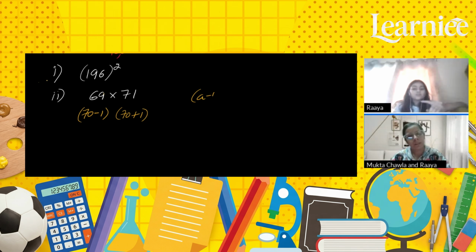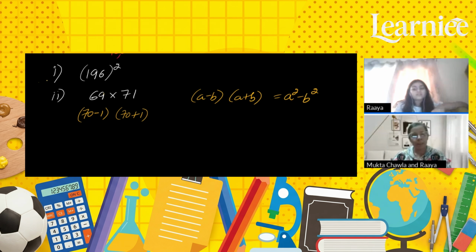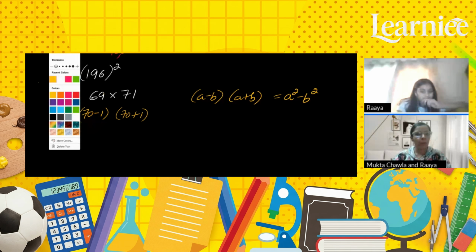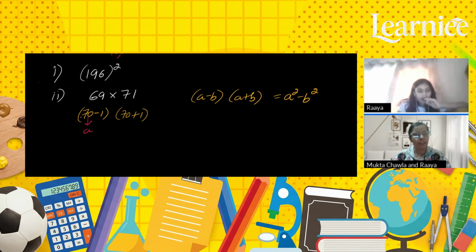Yes, and this is all similar to what property? (A minus B)(A plus B), that is A square minus B square, right? Yes, correct. And what is A here? That is 70. A is 70, right? And B is 1. So see, we have the left hand side of the given property.